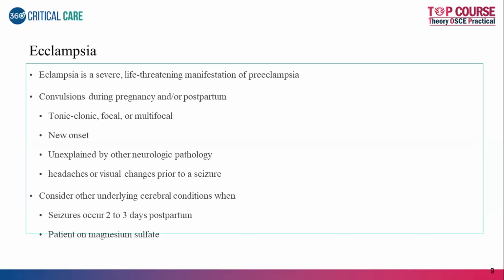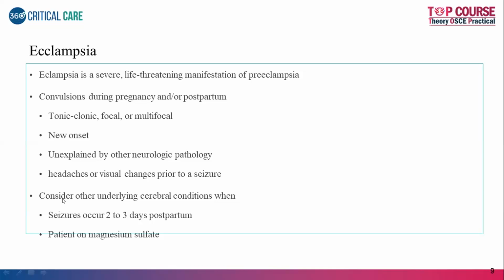Now coming to eclampsia. Eclampsia is a severe life-threatening manifestation of preeclampsia. So usually a preeclamptic patient having seizures is eclampsia. So convulsions during pregnancy or during postpartum, which could be tonic-clonic, focal or multifocal, new onset, unexplained by other neurological pathology, and associated with headaches or visual changes prior to a seizure. Okay, so these are the features of convulsions which an eclamptic patient has.